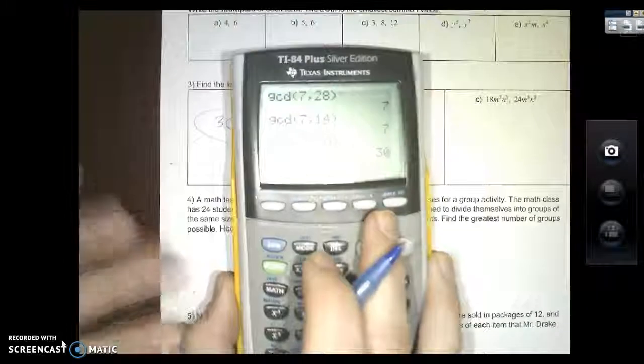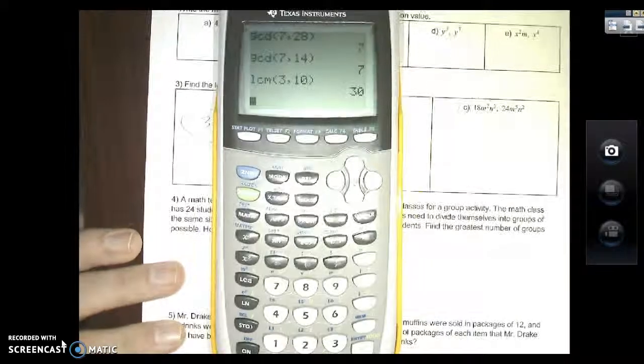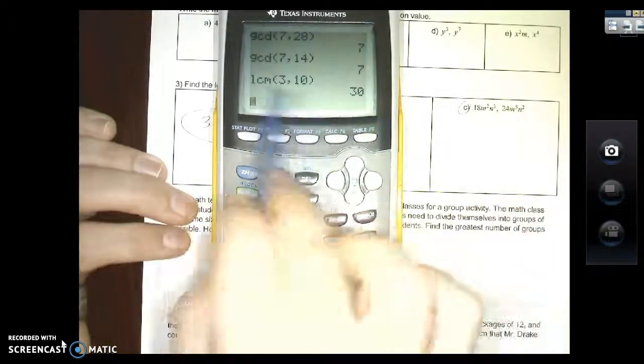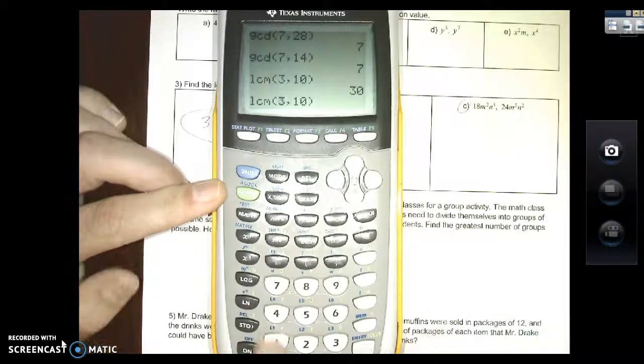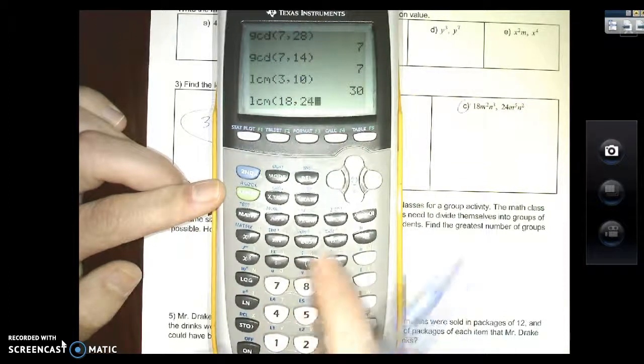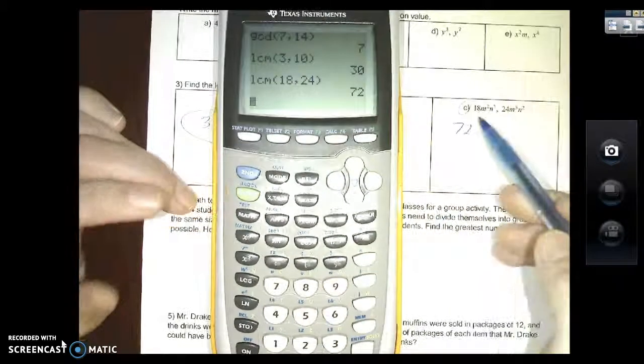Let's take a look at part C. Okay, over here. I know I'm jumping around, but just to show you guys as much as I can. Again, you can only do the calculator for the numbers. So if I hit second enter, I'm going to type in 18, 24. My GCF is 72. Watch how simple this is.